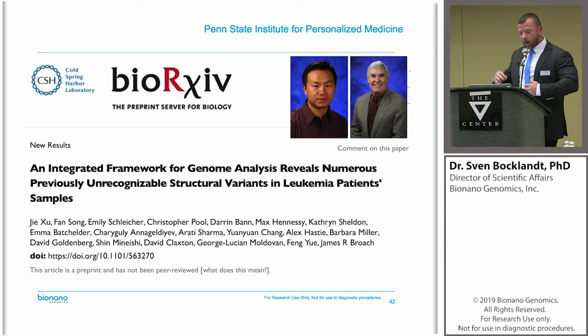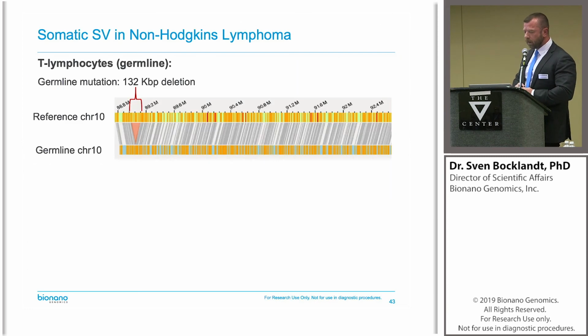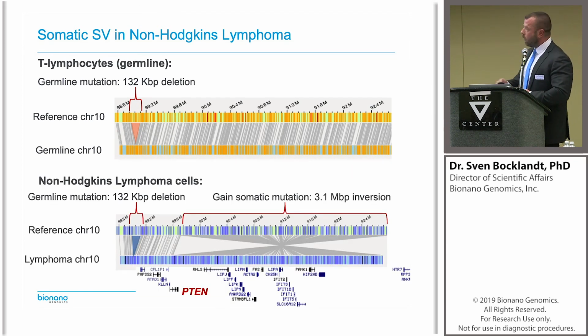Cancer. I want to talk about this paper from Jim Broach, who is the director of personalized medicine at Penn State in Hershey, who looked at 12 leukemia genomes and found a number of variants that are really interesting, like this non-Hodgkin's lymphoma case, where the T cells were cultured as the germline control. And the lymphoma cells, he picked up a 3 megabase inversion that cut right through PTEN.